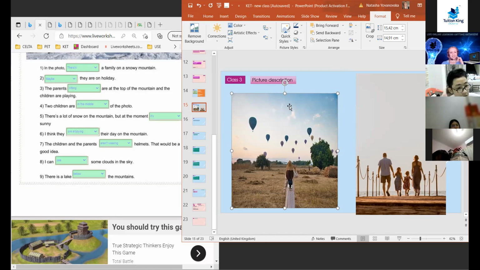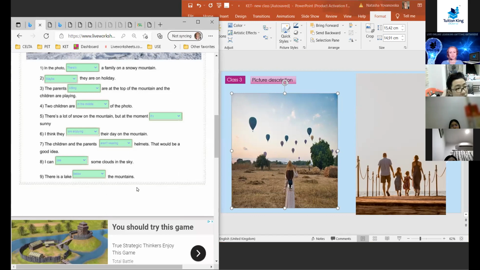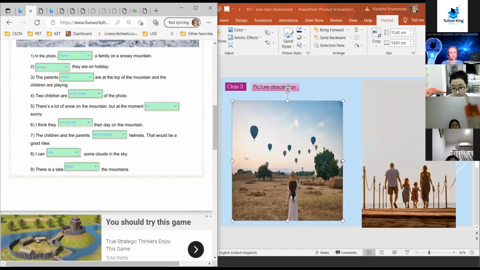The hot air balloons are in the middle of the photo. Okay. There are a lot of hot air balloons in the sky, but at the moment it is cloudy. Awesome. Good. Anything else? I think she is enjoying her day to see the hot air balloons.